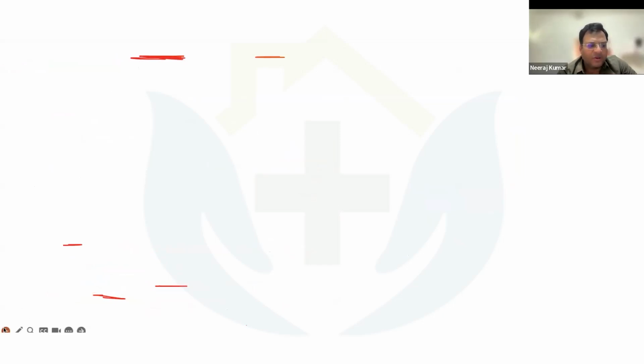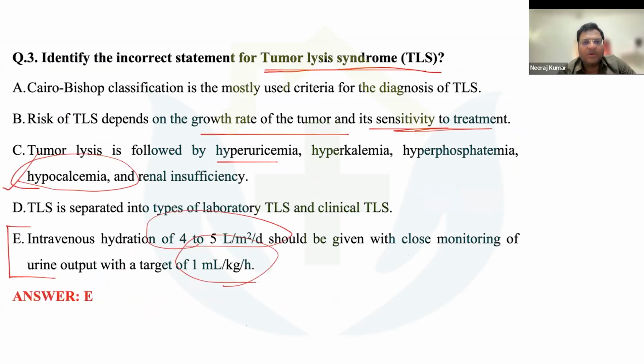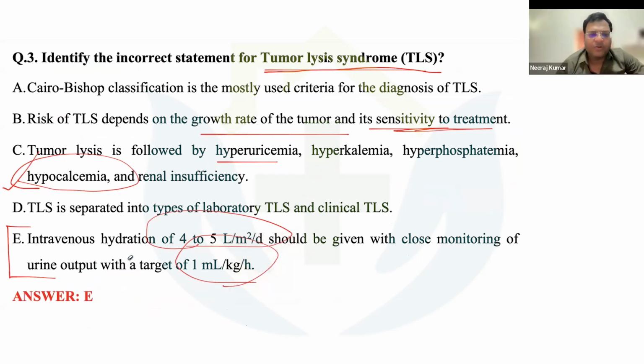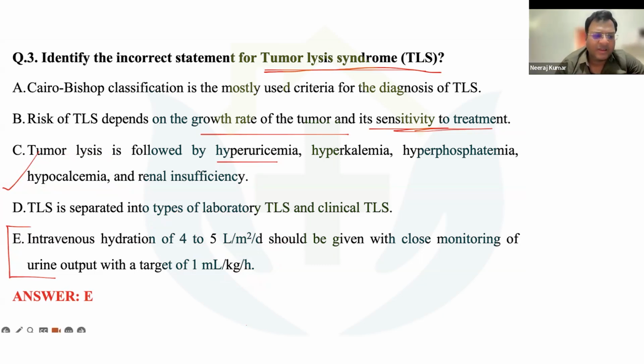So just see this option. So you can't hear? Okay, just wait. Now I'm audible. Yes. Okay, thank you. So here the option is a bit twisted. If you see that the hydration is 4 to 5 and close monitoring target is 2 ml, and here 2 to 3. And here hypocalcemia is there. TLS is of two types, laboratory TLS and clinical TLS.